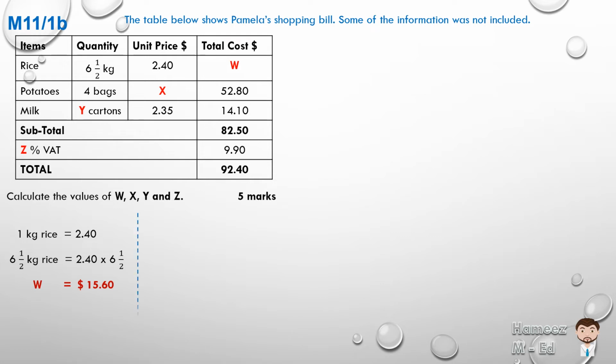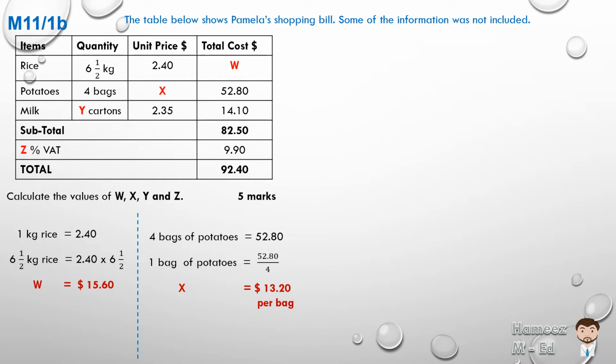Now let's work out X, dealing with potatoes. What do we know? We know 4 bags of potatoes worked out to be $52.80. So how much for 1 bag of potatoes? Well, we'll divide by 4 on the left-hand side, so we'll divide by 4 on the right-hand side. So it'll be $52.80 divided by 4, which works out to be $13.20 per bag. That's the unit price.